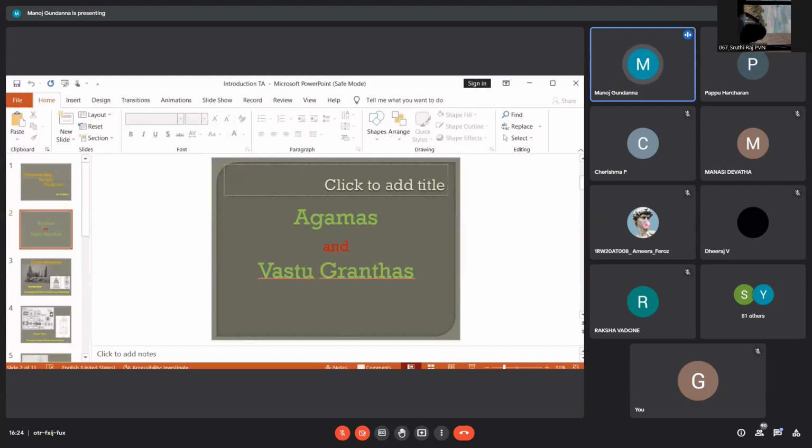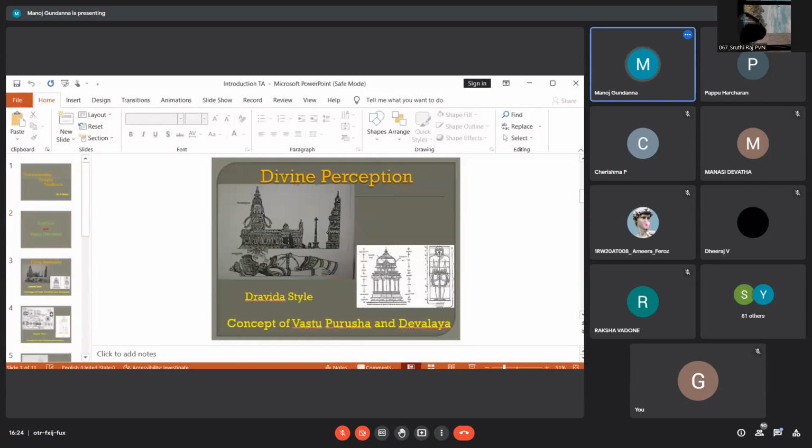So these Agamas and Vastu Granthas, while they begin, as is the practice among all the Indian sciences, we give importance to the divine concept of everything. Therefore, we try to define the temple in a divine manner also. So here, the divine perception of a temple is associated with the Vastu Purusha. They define how the temple is the embodiment of Vastu Purusha, both in plan and in elevation.